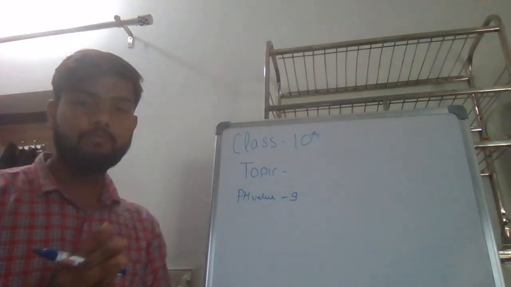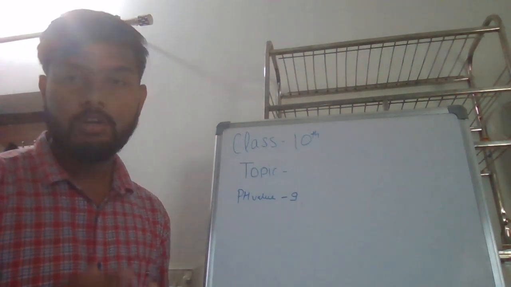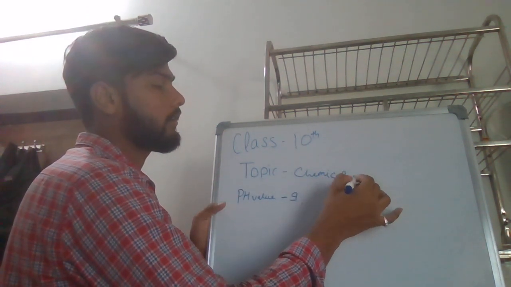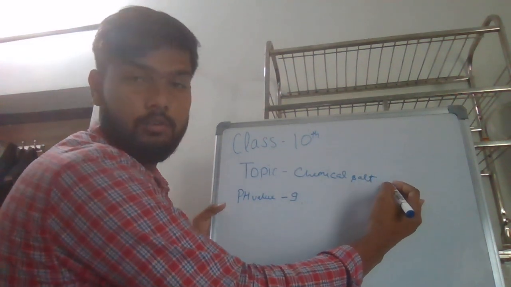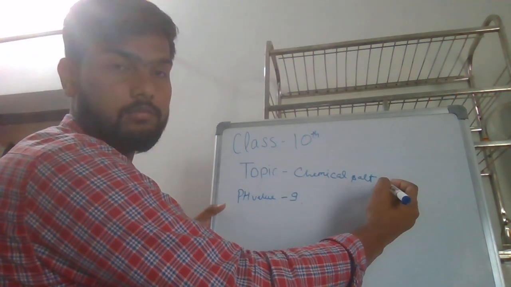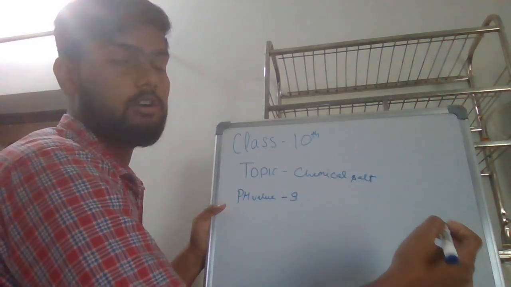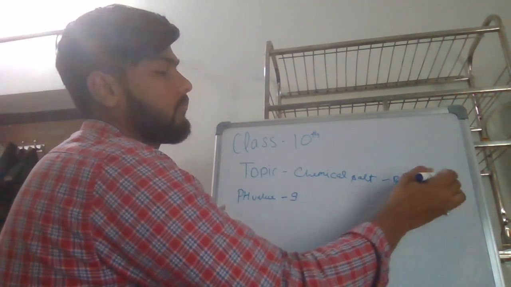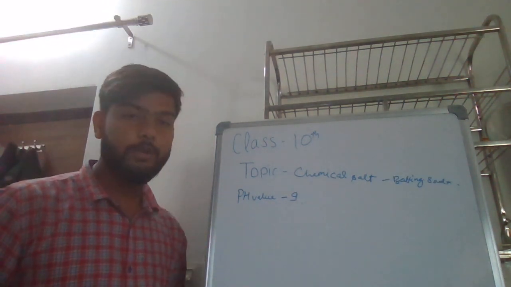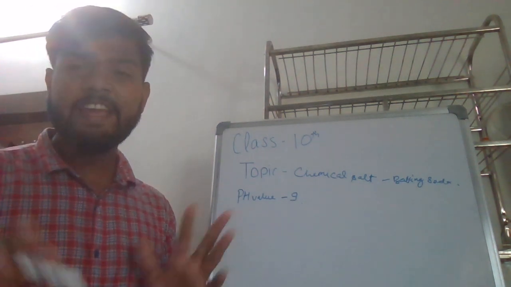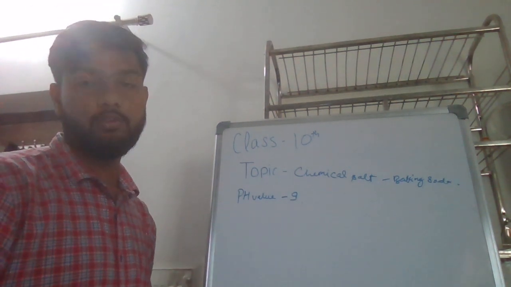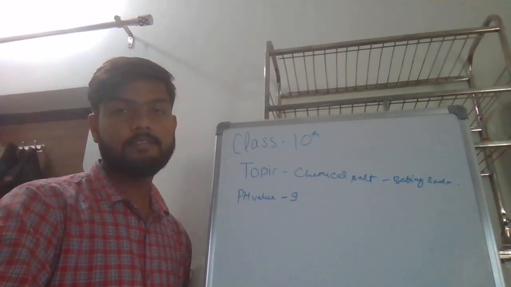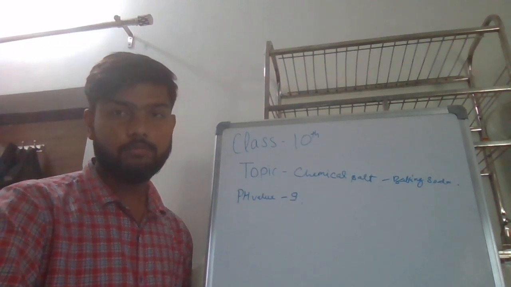Okay, so now we will discuss chemicals from common salt, like baking soda. So today our topic will be chemicals from common salt and baking soda. So this is our topic. Now you have to explain this, chemicals from common salt like baking soda, in your own words. So let's come to the explanation part.